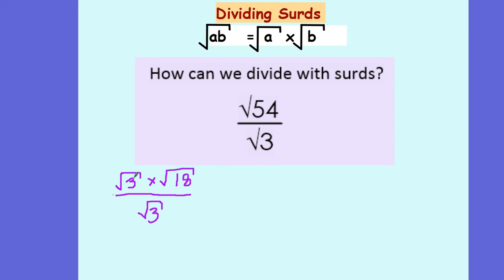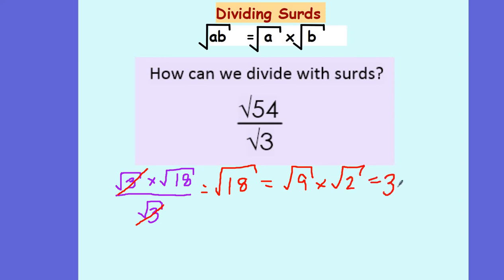I can now cancel out that top square root of 3 and the bottom one by dividing top and bottom by the square root of 3. And that leaves me with the square root of 18, which I could then choose to simplify. I can write that as the square root of 9 times the square root of 2, which gives me 3 lots of the square root of 2.